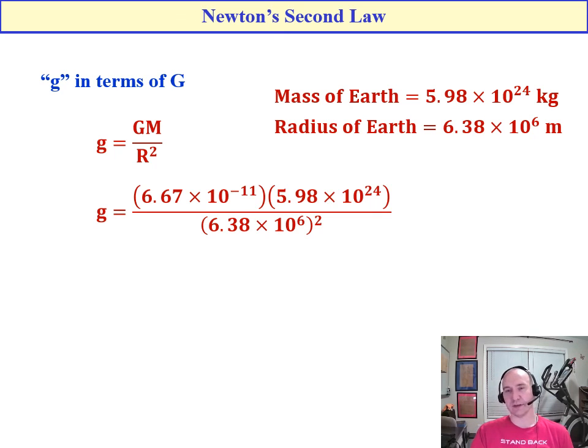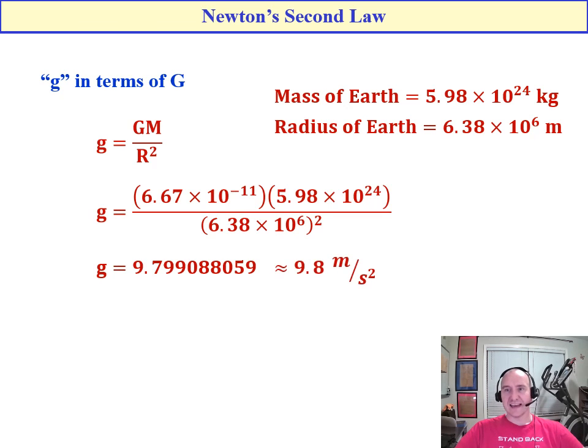Now, I guess technically it could be the radius plus 3 feet, however far above the surface of the Earth your center is. But with respect to 10 to the 6, that's millions of meters, 1 or 2 meters is really not going to make that much of a difference. All right, so with that said, you crank all this out, you get 9.799088059. You can actually plug that in your calculator and get that answer. But what you'll notice, hopefully, is that that is approximately equal to 9.8 meters per second squared, which is why we use that for the acceleration due to gravity at the surface of the Earth.